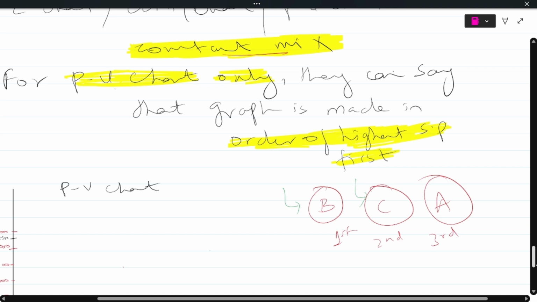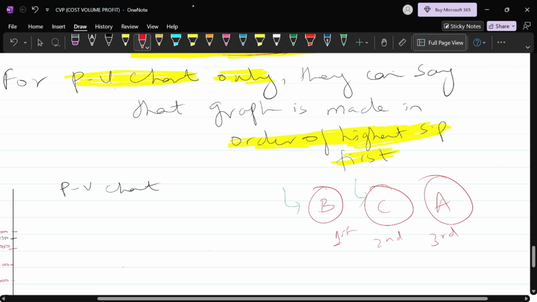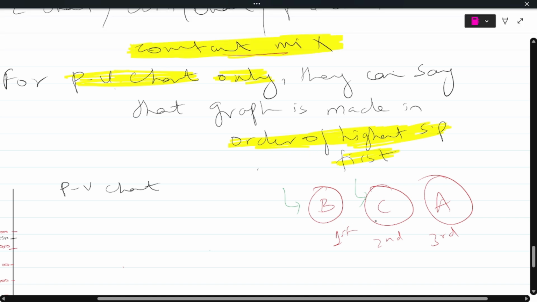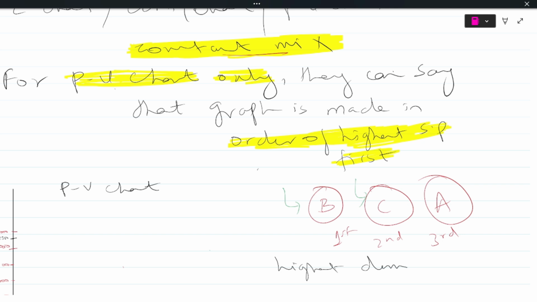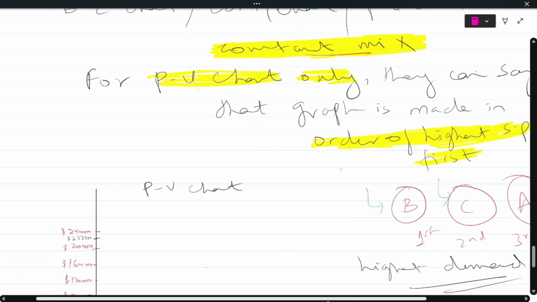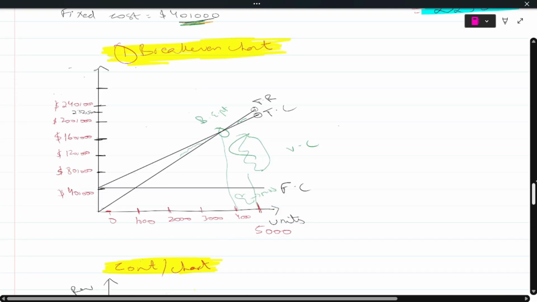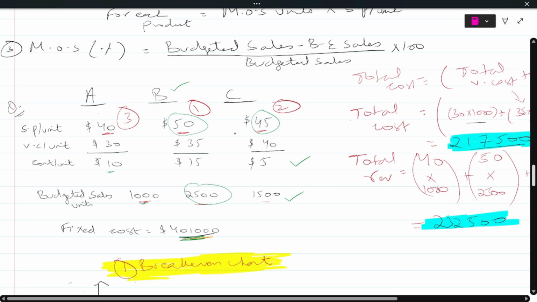So I hope now you have understood the difference between constant mix and when they say in order of highest selling price first, okay? Now remember that they can not only say that the graph would be made in order of highest selling price first, they can also say that it is made in order of highest demand, okay? In order of highest demand. They can also say this. So the working would be the same. Just that instead of making the graph in order of highest selling price first, you will look at the demand.